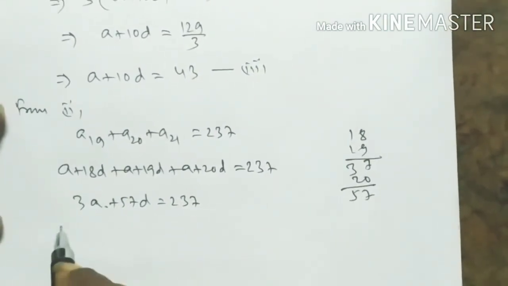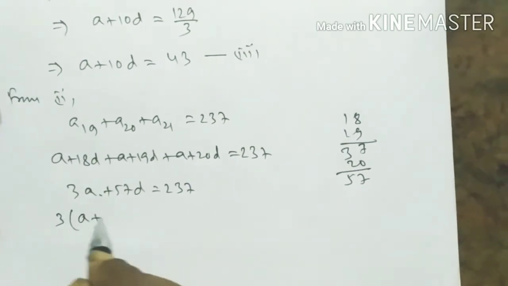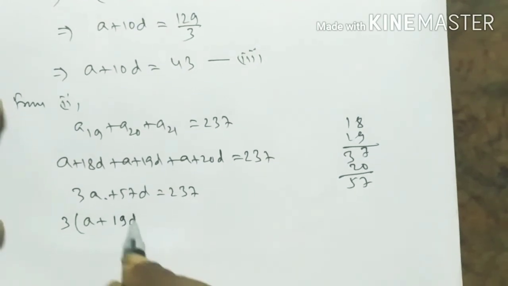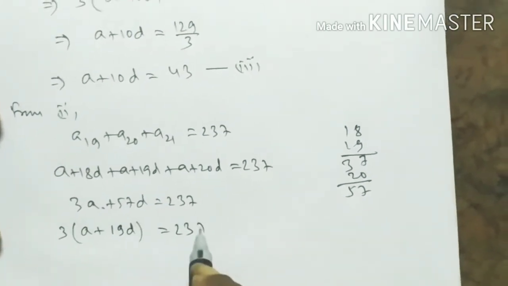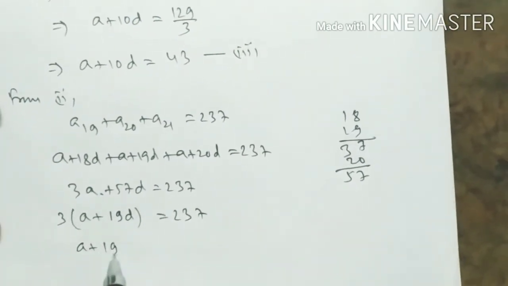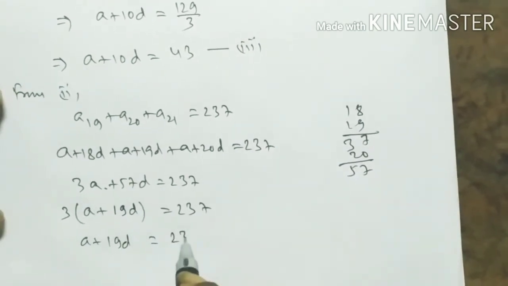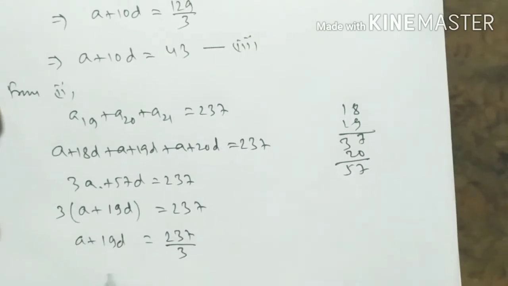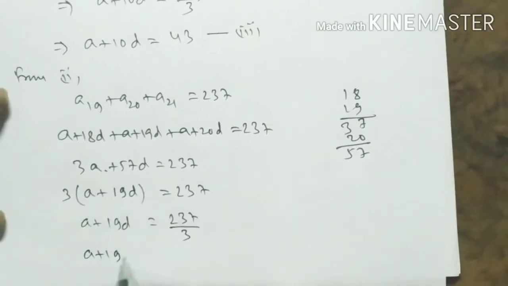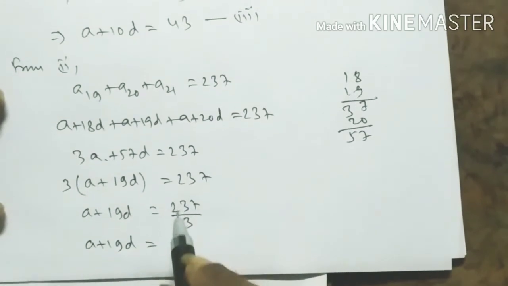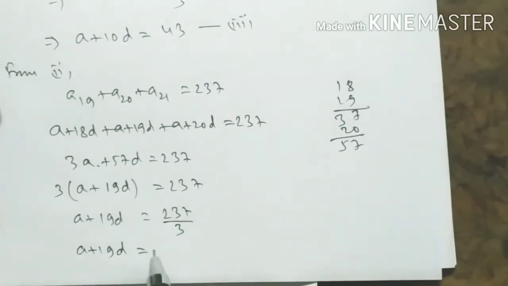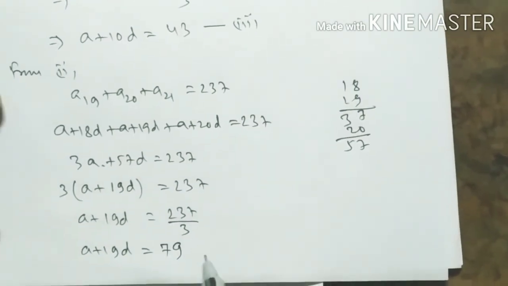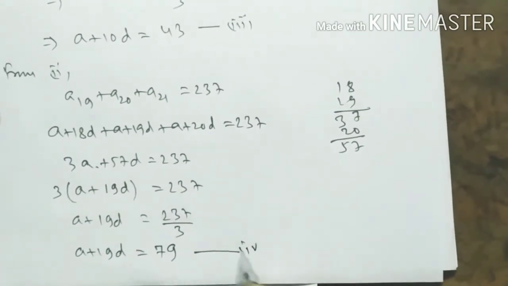I can make 3 common here. Therefore A plus 3 ones are 3, 3 nines are 27, so 3 times (A plus 19D) is equal to 237. A plus 19D is equal to 237 by 3. 3 sevens are 21, 3 twos are 6, 3 threes are 9, so it is 79. This is equation number 4.